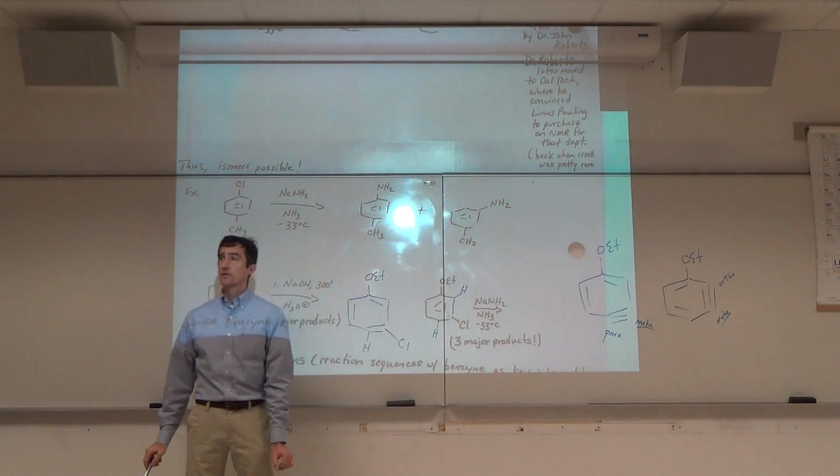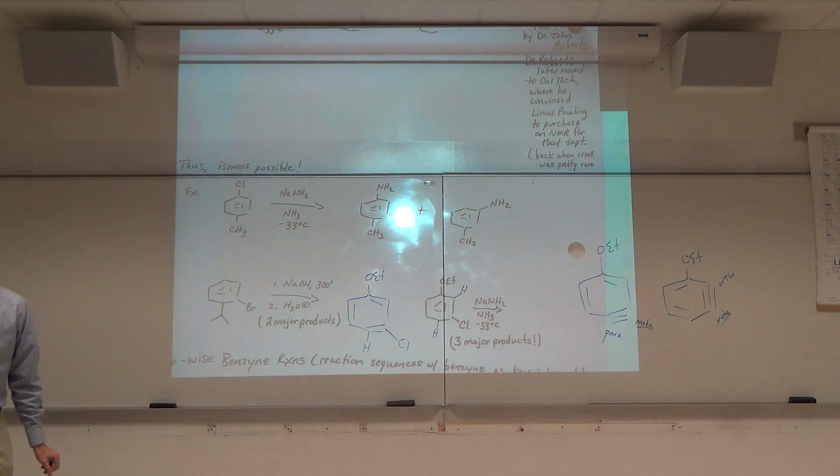I'm not going to draw all 3 of those out, but you just kind of see what I'm saying here. 2 benzynes. There are thus 3 possible places to attack. Does that make sense?